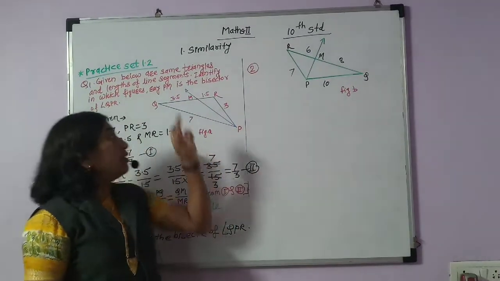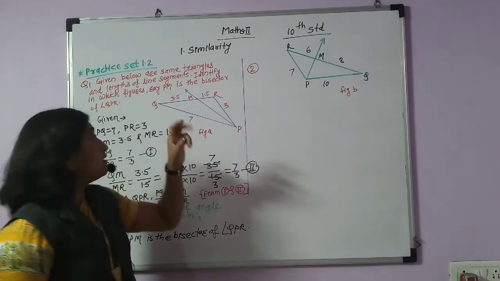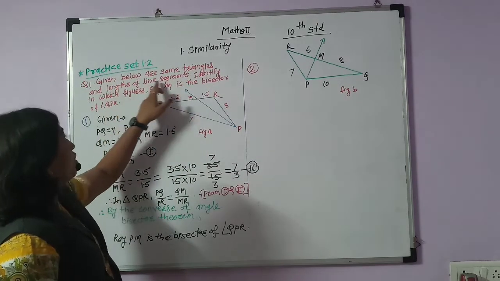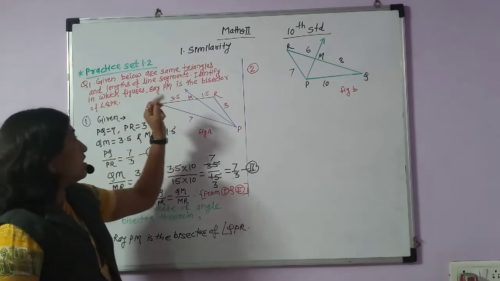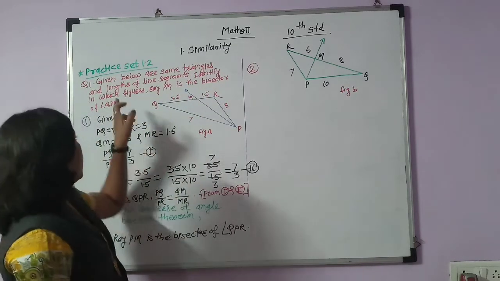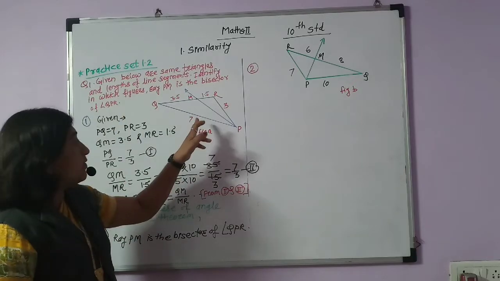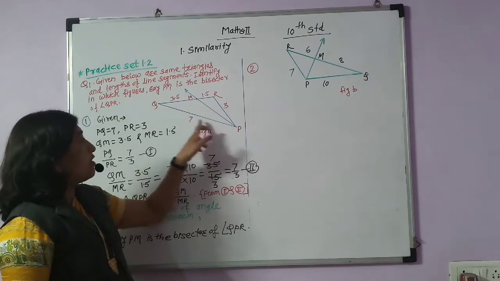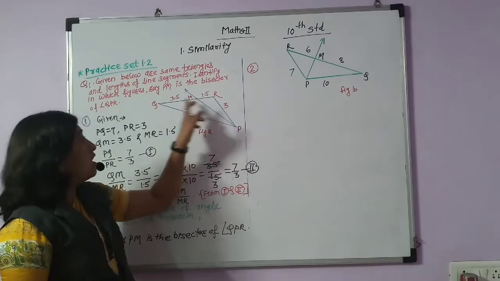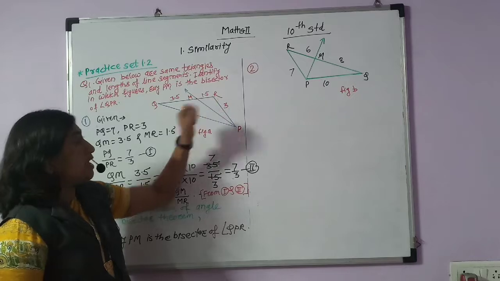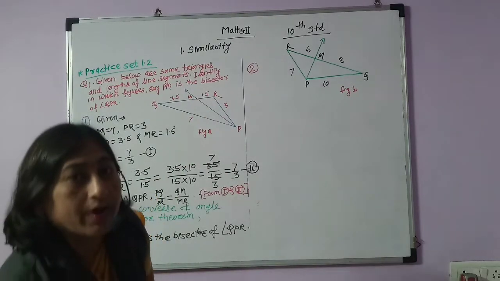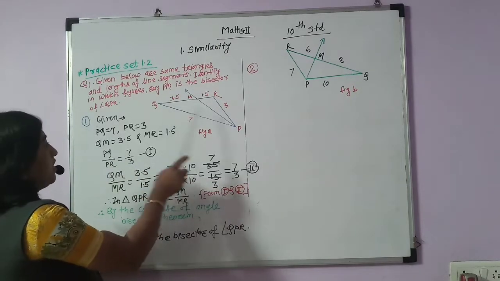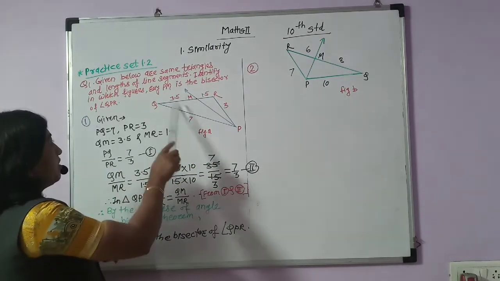Examples in the practice set 1.2. See the question number first. Given below are some triangles and lengths of line segments. Identify in which figure ray PM is the bisector of angle QPR. See the first figure, students. In this first figure we have given PQ equal to 7, PR equal to 3, QM equal to 3.5 and MR equal to 1.5.